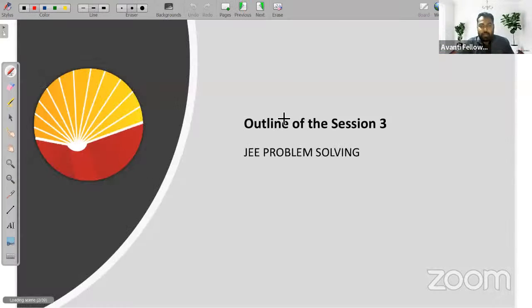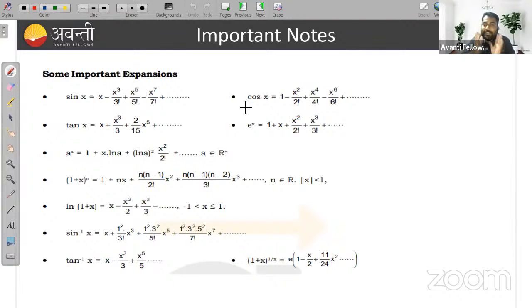So let's start. First of all, we have some series expansions. Rahul sir taught you also, right? Some important expansions: the expansion of sin x, expansion of tan x, expansion of a raised to x, expansion of 1 plus x to the power n, expansion of ln of 1 plus x, and expansion of sin inverse x.